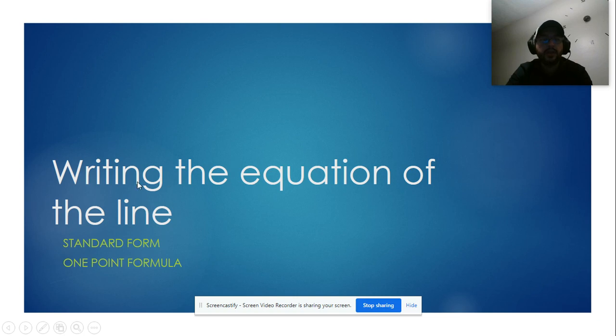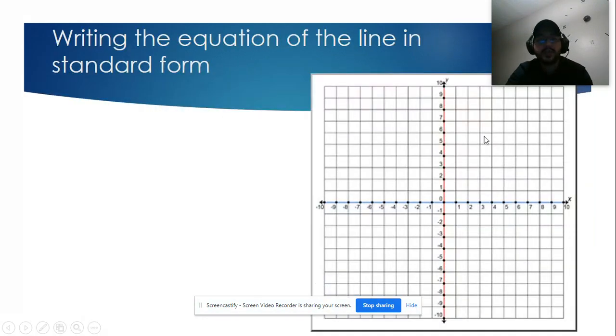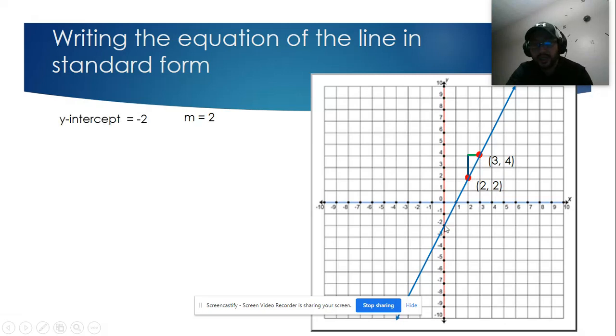Okay, today we're gonna learn how to write the equation of the line in standard form and in point-slope form. Let's say we have the graph. We know how to find the slope using two points, change in y divided by change in x. In this case it is 2, and the y-intercept is -2, so we can write it in y-intercept form, y equals 2x minus 2.